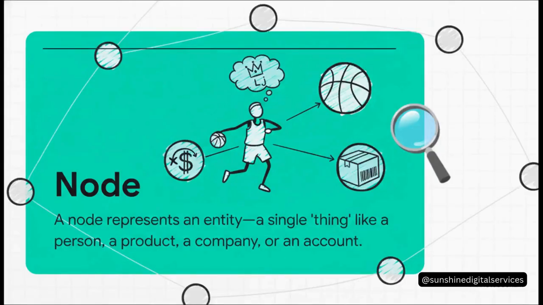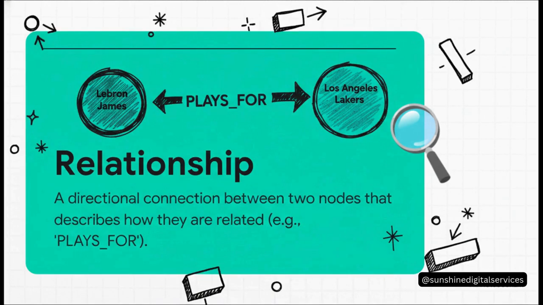Okay, so the first building block is the node. A node is really just a thing, an entity. It could be a person, a company, a product, anything you want to track. So for our example, let's take an NBA player, LeBron James. He's a node. Simple as that. Now this is where the magic really happens, with relationships. These are the direct connections between nodes that tell us how they're related. A relationship has a direction and it has a type. So our LeBron James node has a plays for relationship that points directly to the Los Angeles Lakers node. It's clear, it's direct, it's just there.